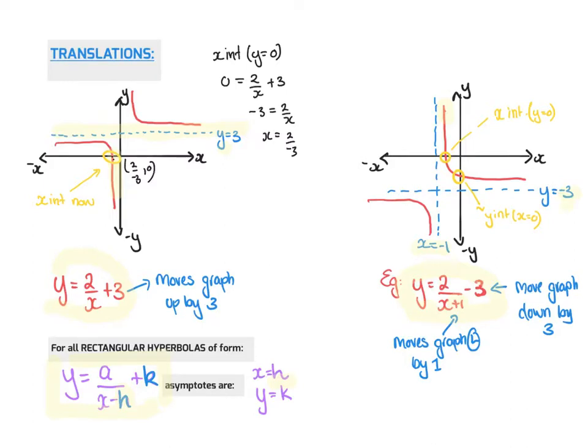Okay, so that's our first graph for the gallery of graphs, and in the next lesson we'll do a different type of graph. Thanks.